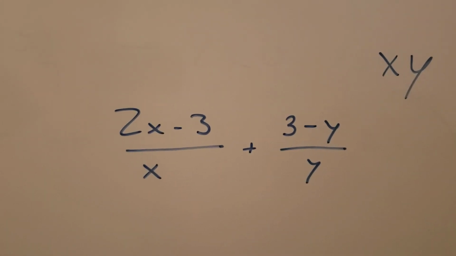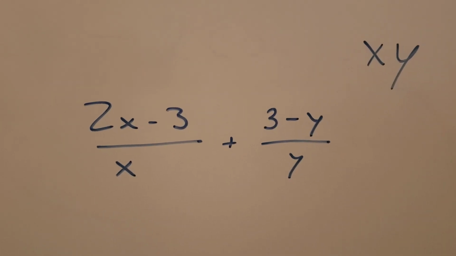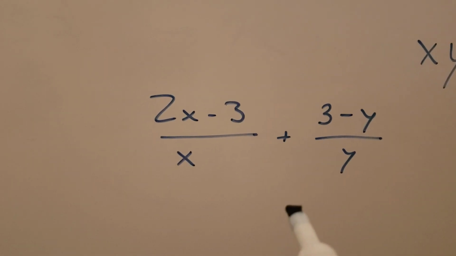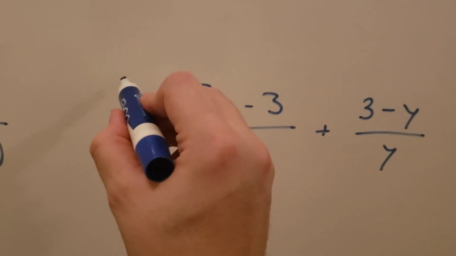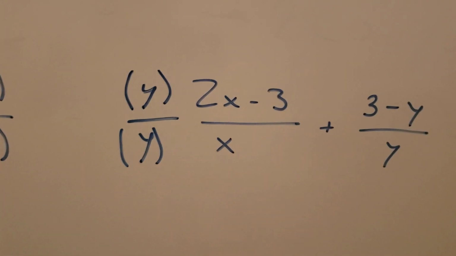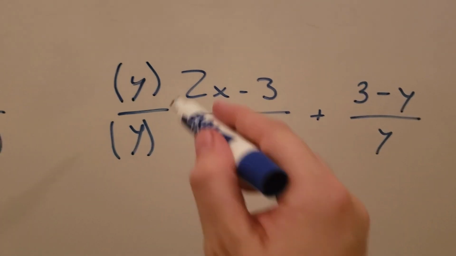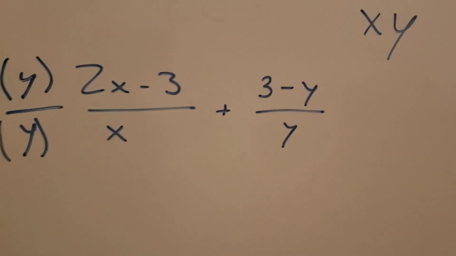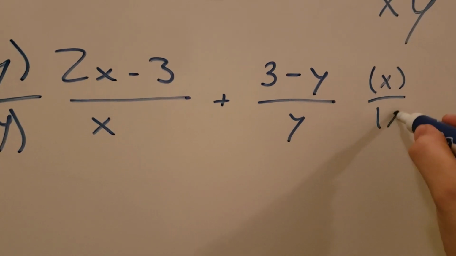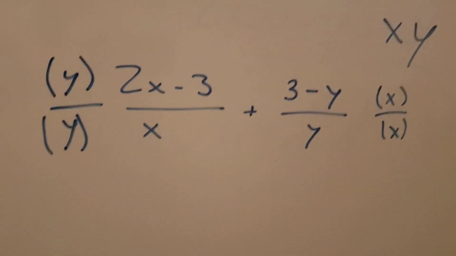So now, just like in the last problem, we have to multiply each side by 1, but a 1 that'll make our denominators the same. On this side, that means we'd have to multiply by y over y. Doing that will make our denominator xy, and we're still only multiplying by 1. And over here, we'll have to do the same thing, except multiply by x over x. That way we'll have our matching denominators.